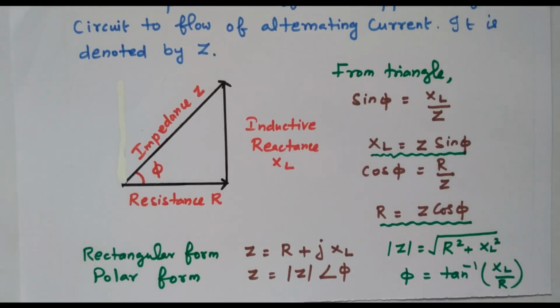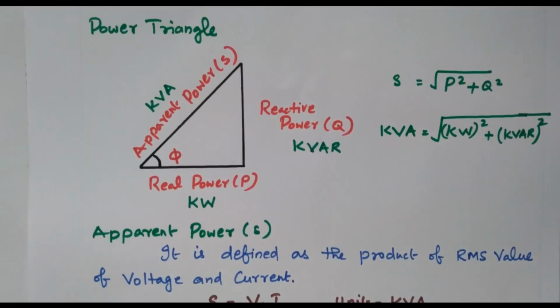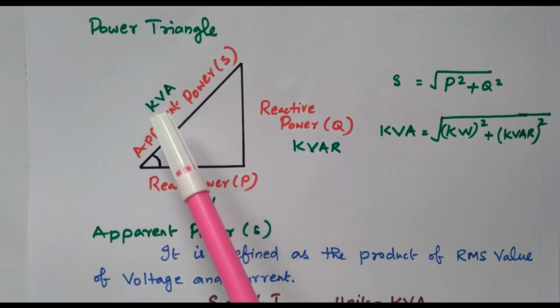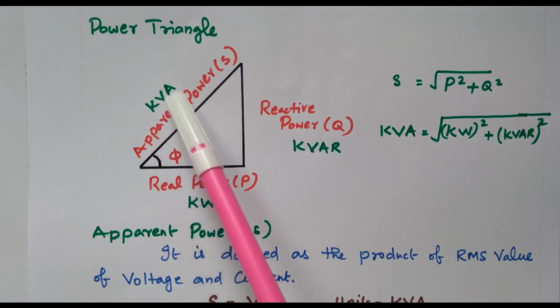Now we'll go to the power triangle. So in the power triangle we have real power as the reference vector. Reactive power is in quadrature with the real power, that is 90 degree. The sum of real power and reactive power is the apparent power. This apparent power is nothing but the vector sum of real power and reactive power. Real power is represented in kilowatt, reactive power in kVAR. The sum of these two is nothing but apparent power, represented in kVA.